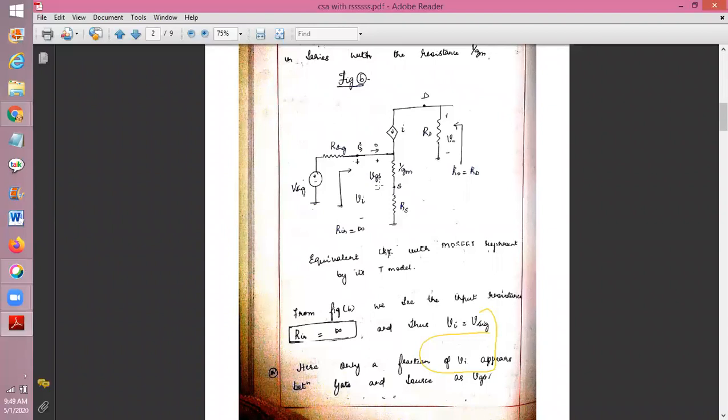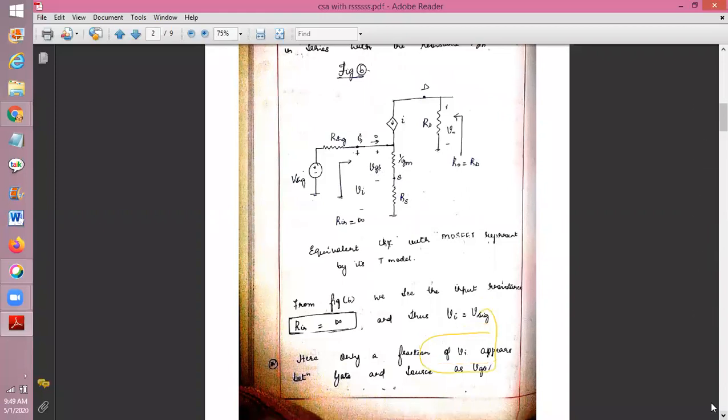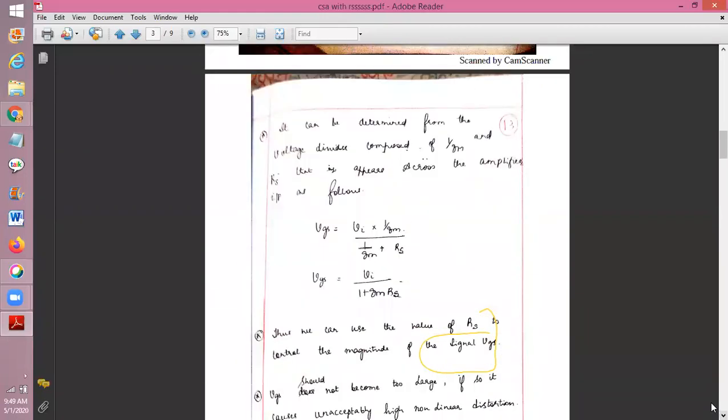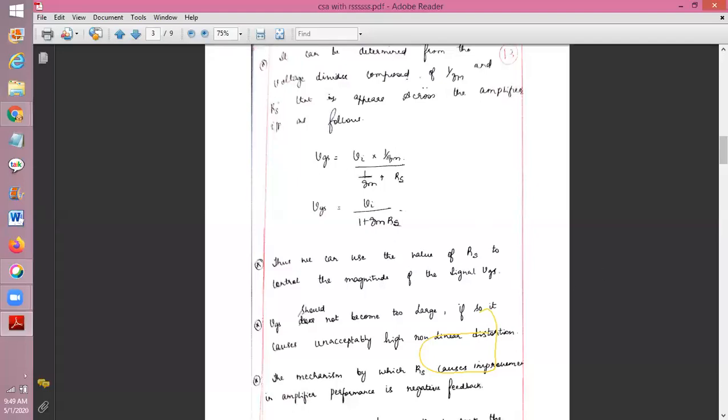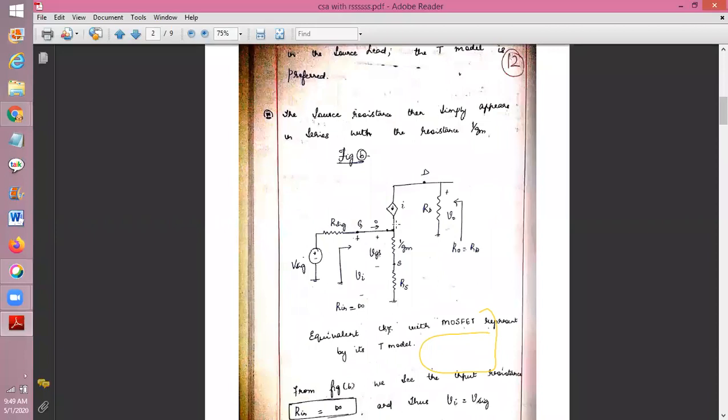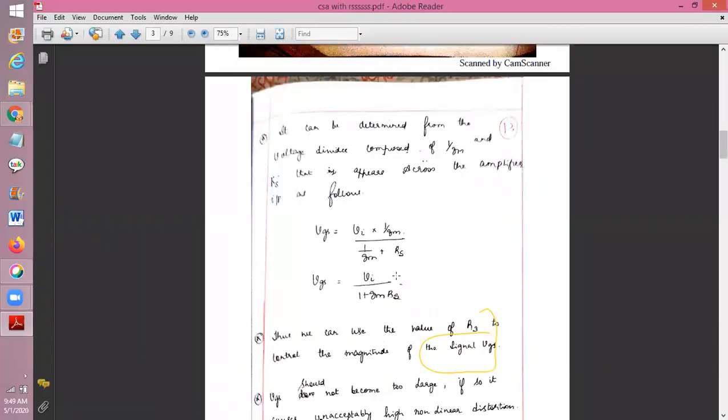If I apply the voltage divider rule, VGS will be equal to the main voltage Vi into 1 by Gm divided by 1 by Gm plus Rs. VGS is the drop across 1 by Gm. How do you get this 1 by Gm plus Rs? They both are in series.